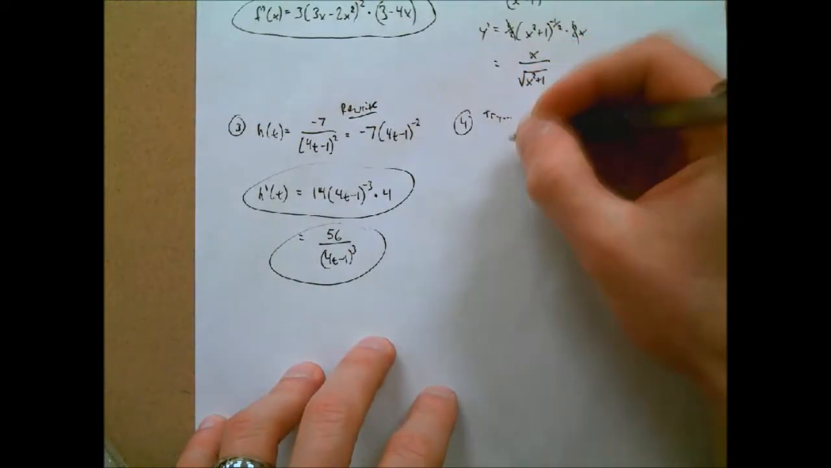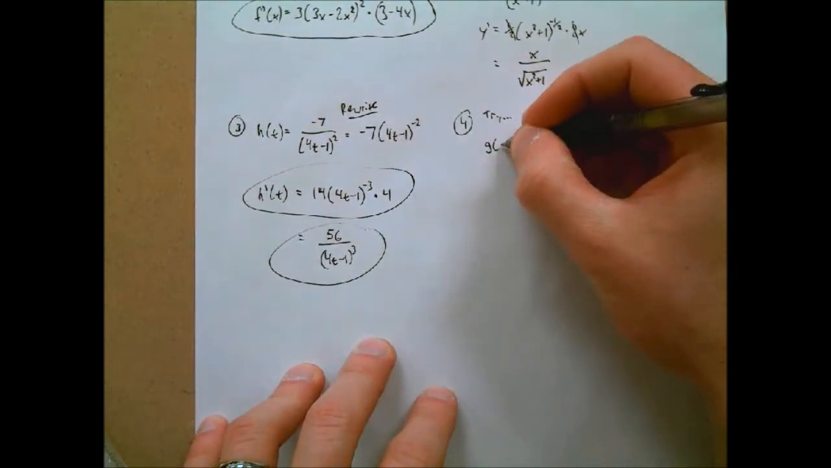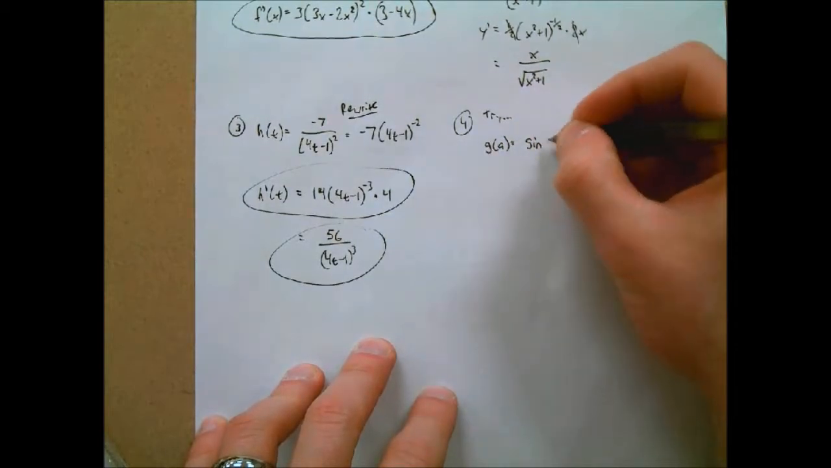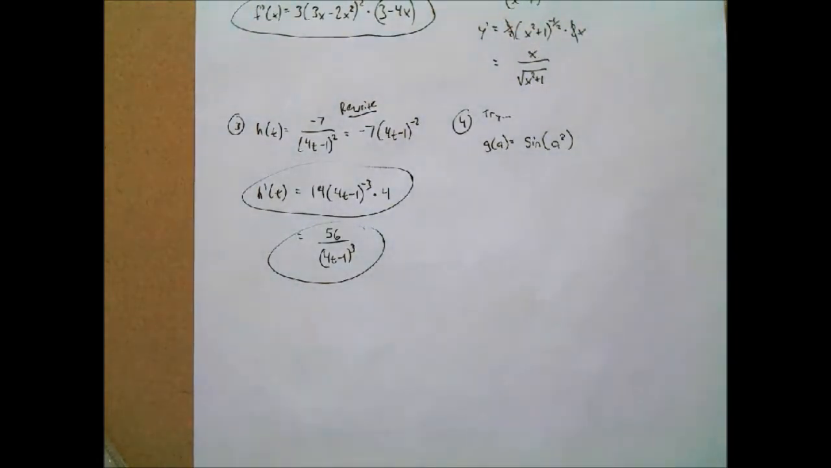I'm going to change it up a little bit, though. So we'll say, I don't know, g of a equals sine of a squared. Okay, so try that one. So g of a equals sine of a squared. What is the outermost function here? What's our outer layer? Sine. So you're going to take the derivative of sine, leave what's inside, times the derivative of what's inside.